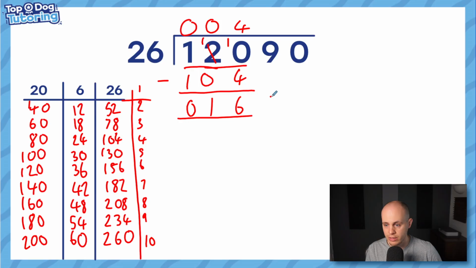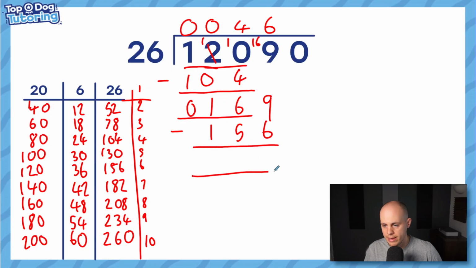So bring down the 9, or you could write 16 up there. It doesn't matter. And again, now we're thinking how many 26s go into 169. Let's have a look. Well, 182 is too high. 156 is good. So 6 lots gives me 156. Let's subtract this now to see what remainder we get.